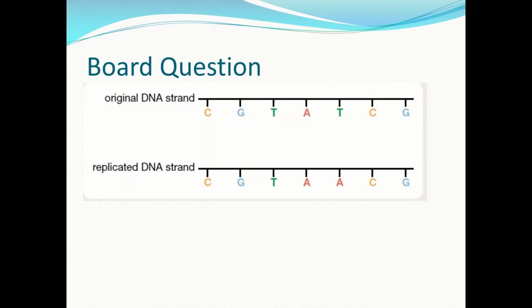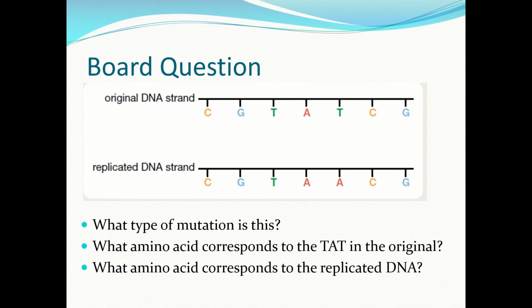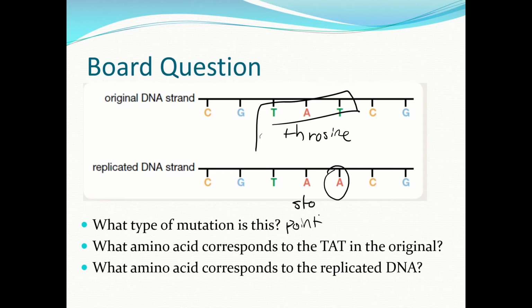Okay, so here's a board question. Pause it, see if you can do these three questions. I'll go through it right now. Okay, what type of mutation is this? So original and repeated. It looks like a point mutation. What amino acid corresponds to the TAT in the middle there? So I look up on my chart TAT. This should be tyrosine, and then we switch it to a TAA, which is stop. So that would change things.